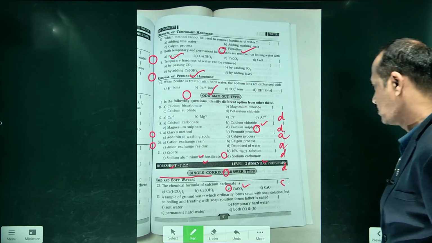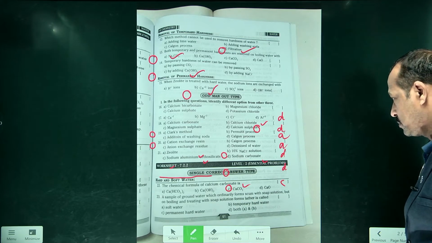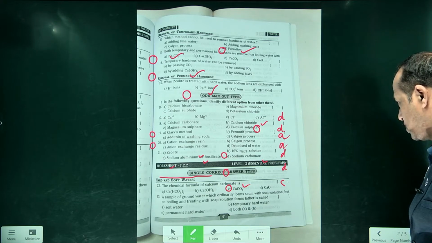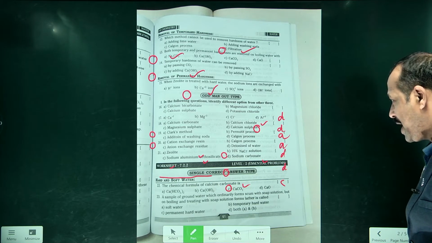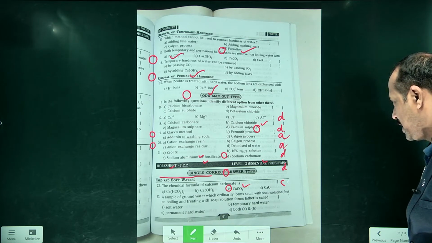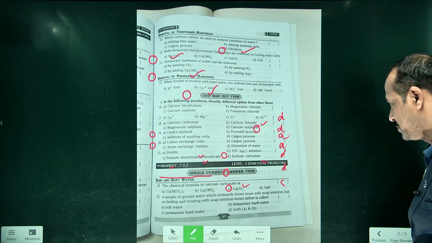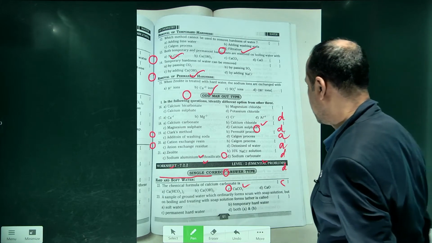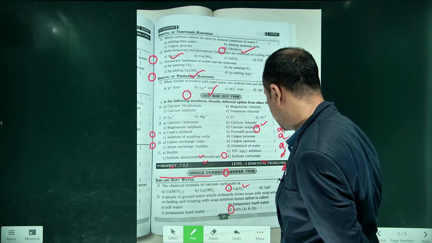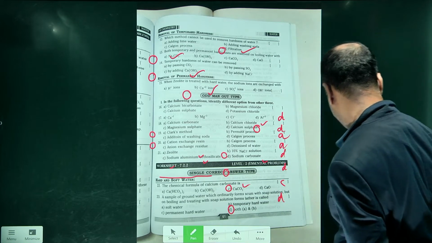Option B, sir. Scum with the soap solution, but on boiling and treating with soap solution. Yeah, so option D is the right answer, both A and B. Okay, so D is the right answer. Very good boy.